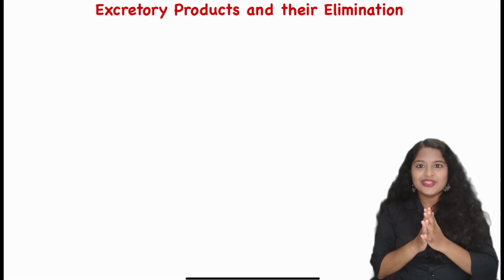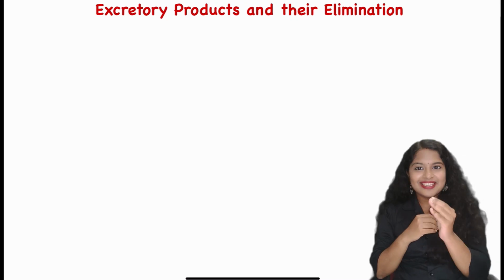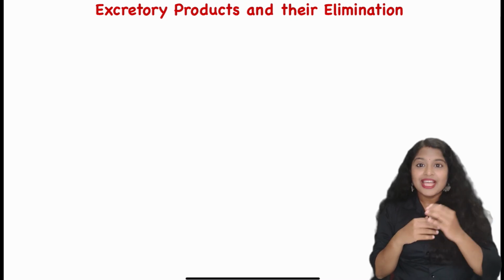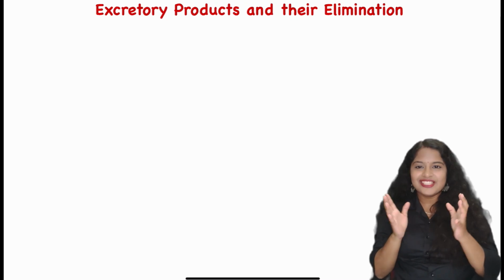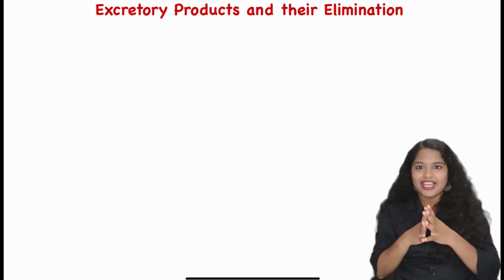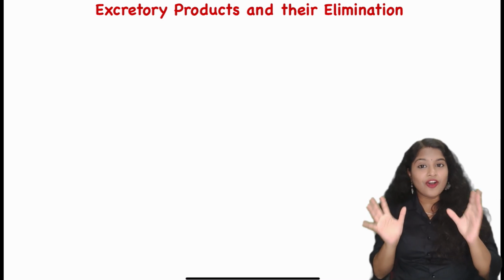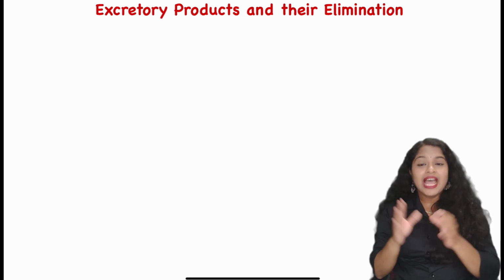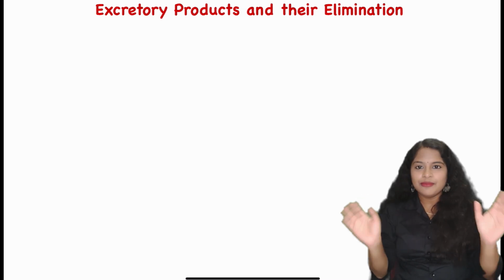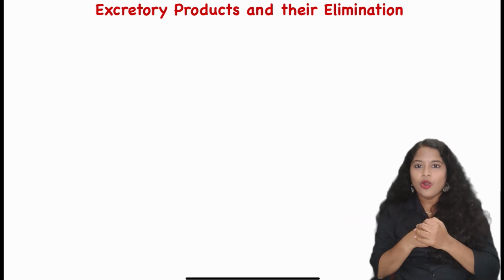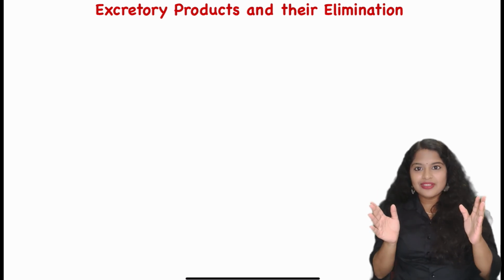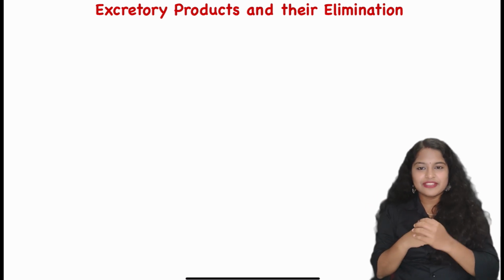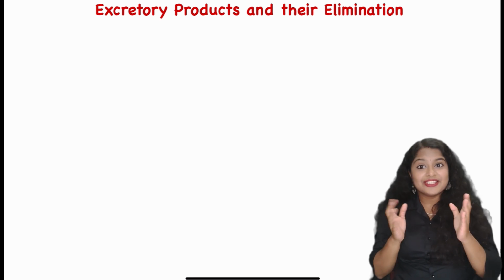So today we are going to discuss the next chapter, that is excretory products and their elimination. As you all know, our human body constantly undergoes a lot of metabolic activities, and as a result of all these metabolic activities, nitrogenous waste is produced in our body. This nitrogenous waste has to be removed from our body to maintain homeostasis and also to prevent our body from toxicity. The process of elimination of this nitrogenous waste from our body is called excretion.